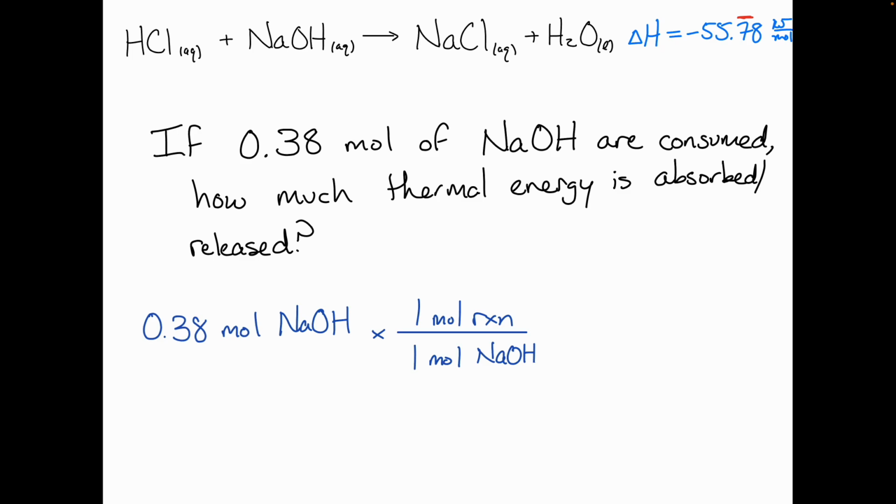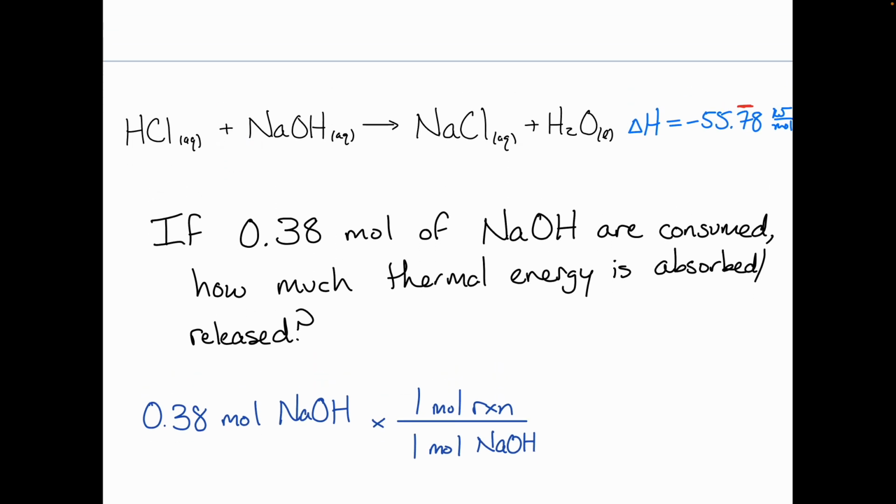So I have my 0.38 moles of sodium hydroxide. I'm going to be good and convert from moles sodium hydroxide to moles reaction. So again, how did I know that it was 1 mole of sodium hydroxide per mole reaction? Because of my stoichiometric coefficient here. Remember, when you draw your balanced chemical equation, you're saying this is what 1 mole of reaction is. So whatever your stoichiometric coefficients are, that's how you're going to convert to 1 mole of reaction. Now I can multiply by my standard enthalpy.